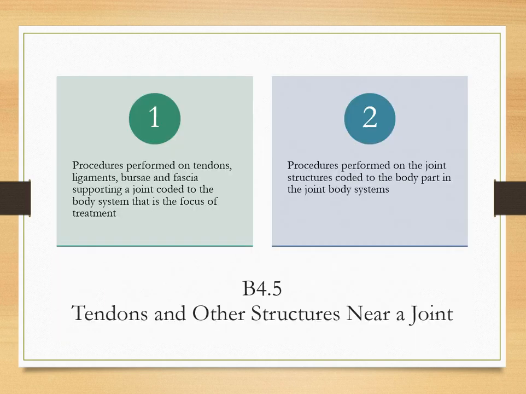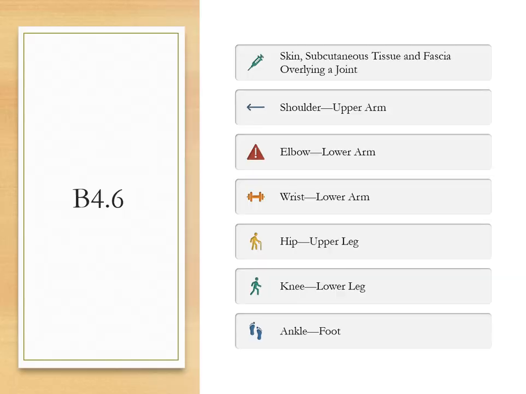Next up, B4.5, tendons, ligaments, bursa, fascia, oh my, that are near a joint. Procedures performed on the tendons, ligaments, bursa, and fascia supporting a joint are coded to the body part in the respective body system that is the focus of the procedure or the treatment. Procedures that are performed on the joint structures themselves are coded to the body part in the joint body systems. We're almost done, guys.